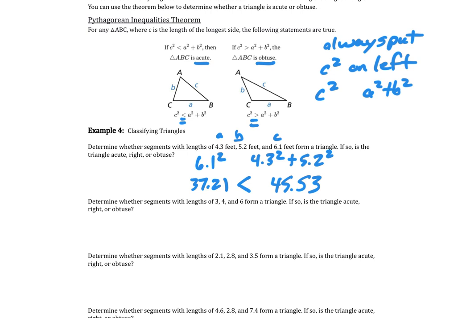If you have a hard time remembering which one's less than, which one's greater than, less than always points to the left, greater than, right, R, right? Left is less, R is right. And so if this points to the left, that means it's less than, so that means it's acute.